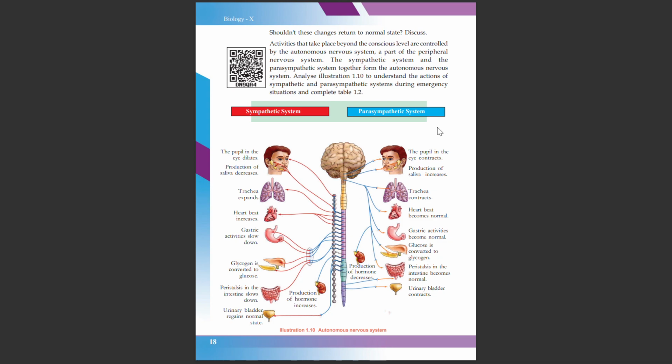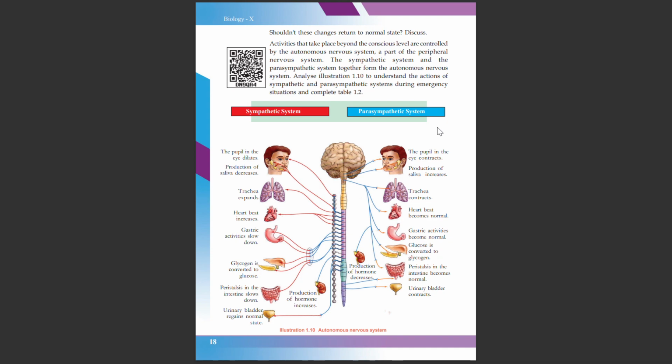The sympathetic system and the parasympathetic system. Oh, sorry. The two divisions in the nervous system would be the central nervous system and the peripheral nervous system. In the peripheral nervous system, there are two types. One is autonomic, one is somatic. And under the autonomic, there is sympathetic and parasympathetic.